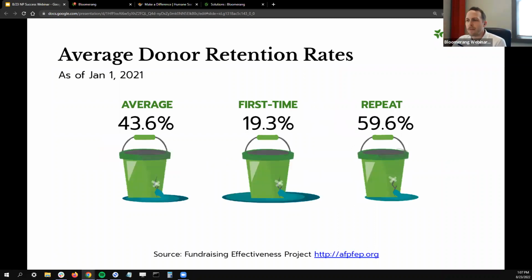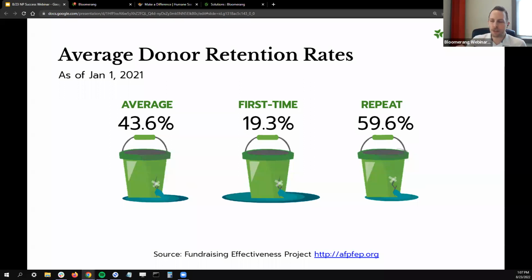But this is what we found from the Fundraising Effectiveness Project. And so you can see these leaky buckets, the amount of donors that are slipping by, that are leaking from your organization. So these are the 2021 numbers. The 2022 numbers, I don't quite have on hand yet, but these are some solid numbers I wanted to rely on today. But you can see the average across the board.